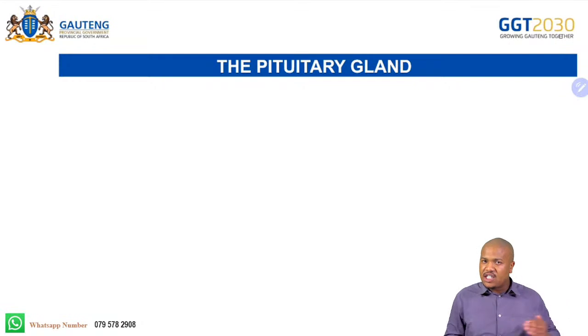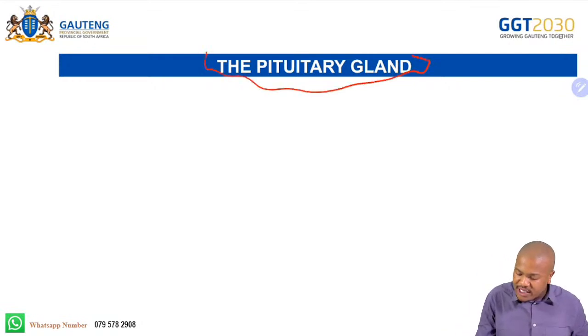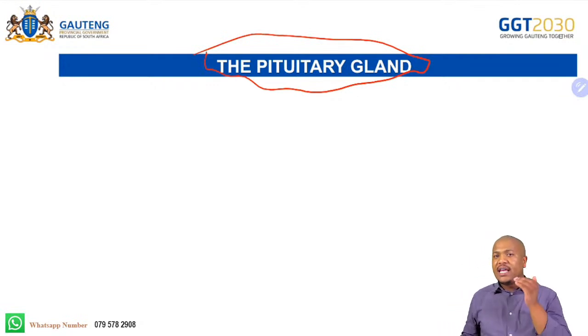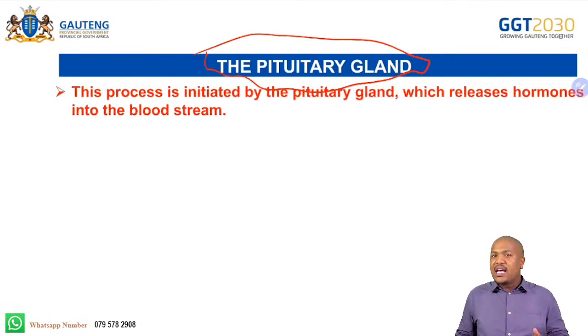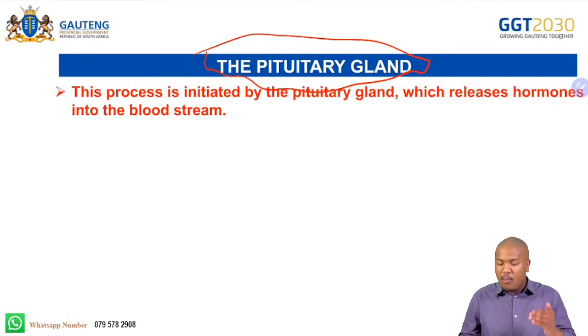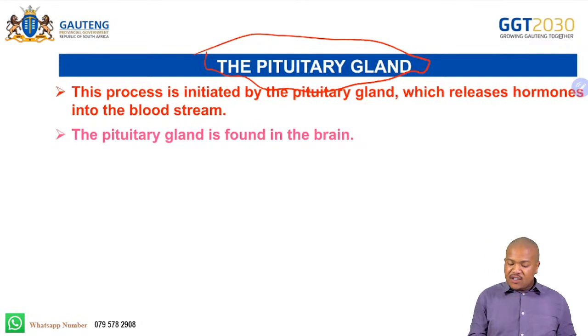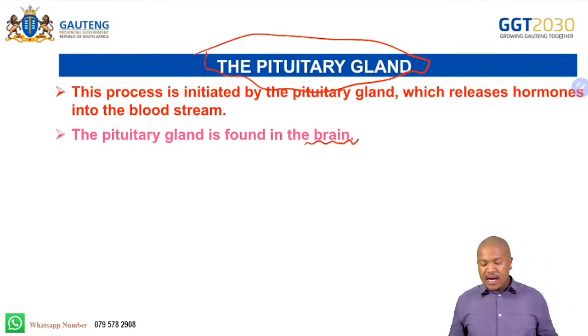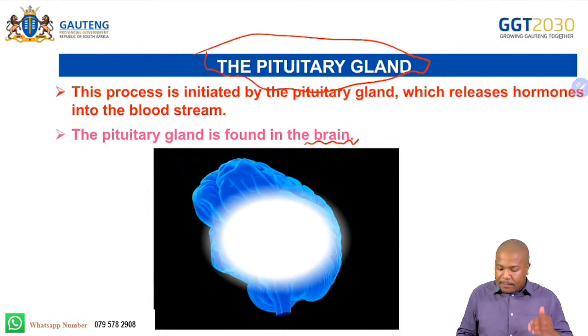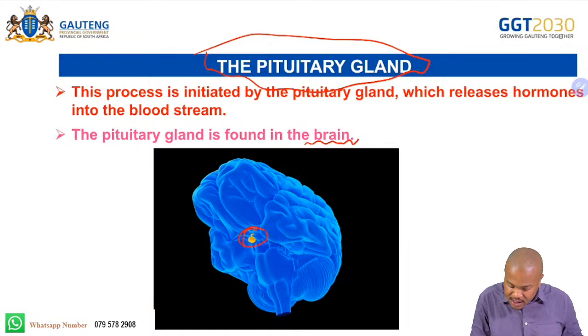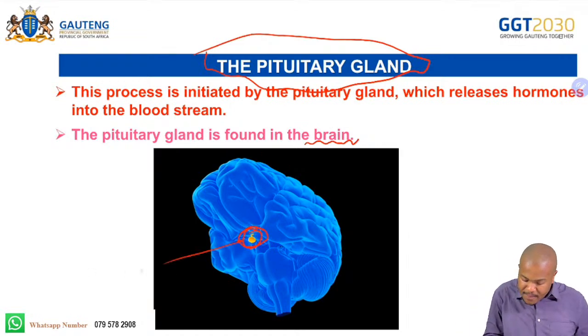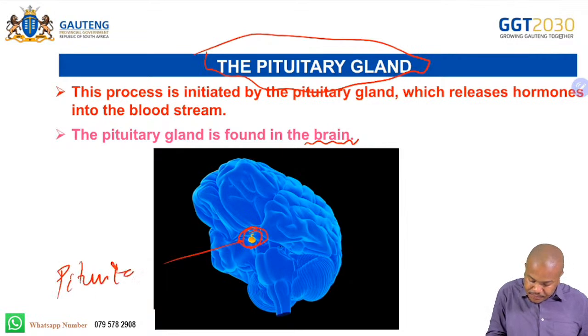So now, what facilitates this puberty? It is facilitated by the pituitary gland. This one we call a master gland. It is a gland that tells other glands to secrete certain hormones. This process is initiated by the pituitary gland, which releases hormones into the bloodstream. So where do we find this pituitary gland in our bodies? It is found in the brain, right there at the base of the brain. So this is the master gland known as the pituitary gland.